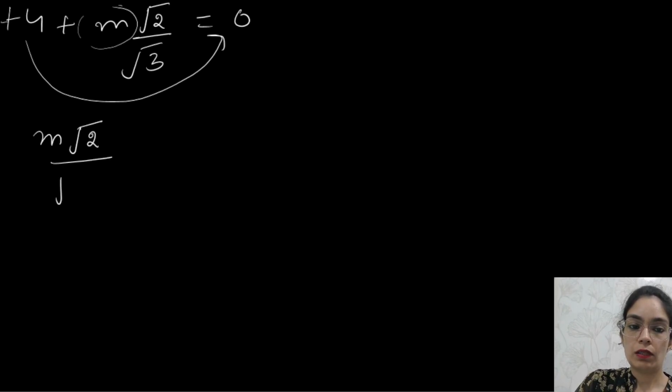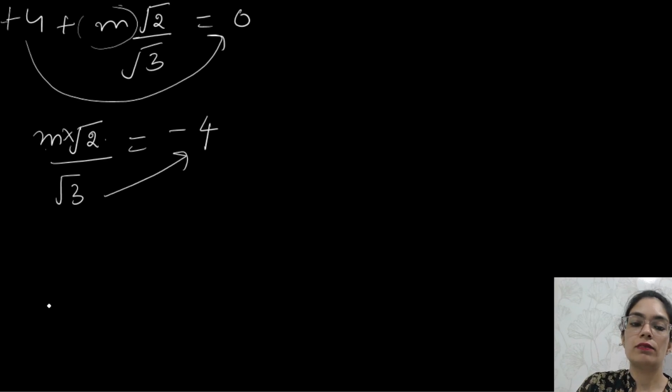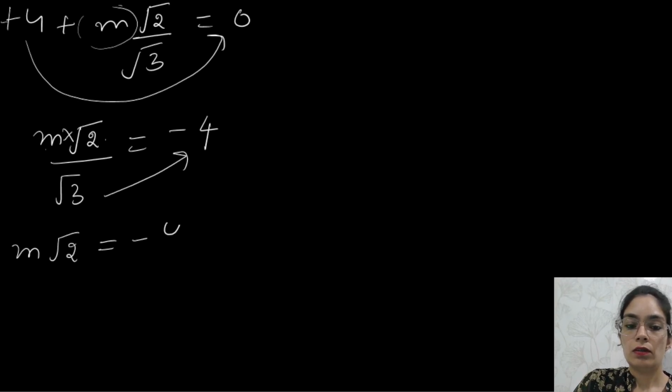So m into root 2 by root 3 is equal to 0 minus 4. I am only writing it as negative 4. Now with m, this is getting multiplied and this is getting divided. So first of all, let's shift root 3. So I'll get m into root 2, I can write as m root 2 is equal to negative 4 into root 3.